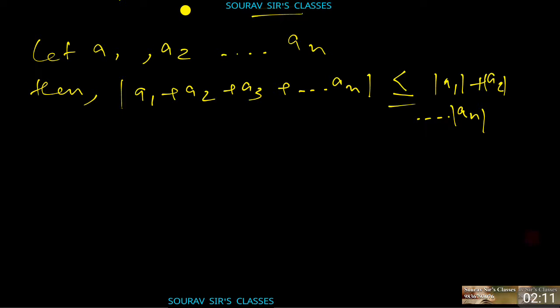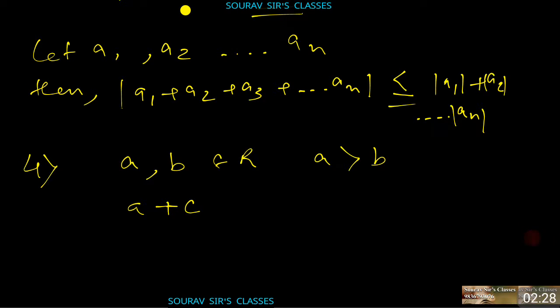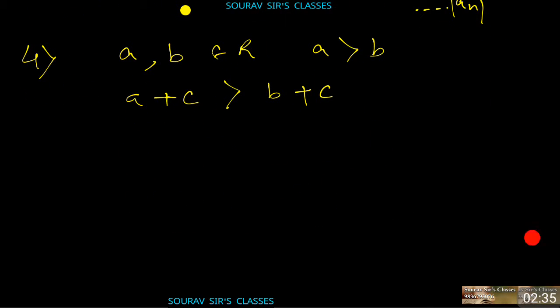Now we'll go to the fourth trick, which is a very basic trick. That is, if a and b are real numbers such that a is greater than b and c is another real number, then a plus c is always greater than b plus c. There is another part of this with subtraction, that is, a minus c is always greater than b minus c. Hope you understood till now.